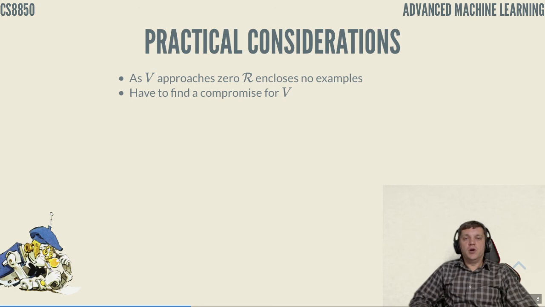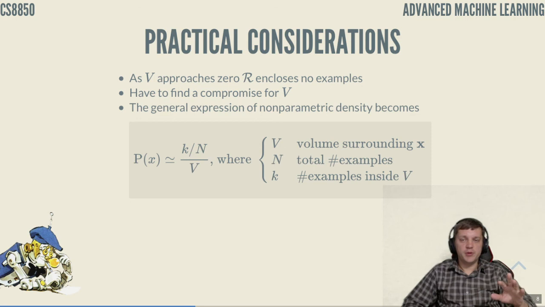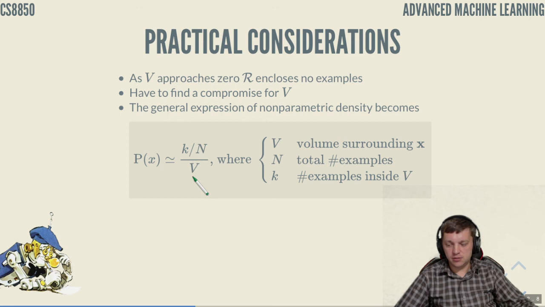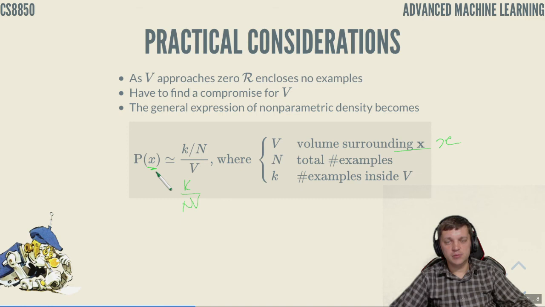So we need to find some compromise for V. We need to choose V such that it's proportional to the number of samples, so we can have something within the volume. The general expression for non-parametric density then becomes as on the screen. It's still the same as before, we're just separating n and v, where v is the volume surrounding the point that you want to estimate, a vector x in a multidimensional space. n is the total number of examples, and k is the number of examples inside the volume.